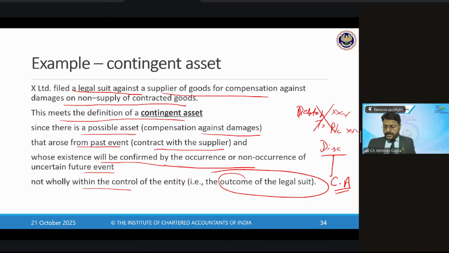Yes. Right? So this is a new item in our balance sheet, which we have never seen in the ICAI financial statements. In ICAI financial statements, we were only seeing the disclosures of contingent liabilities, but in India's financials, we will also see the disclosure of contingent assets.